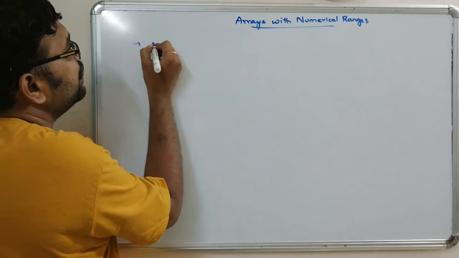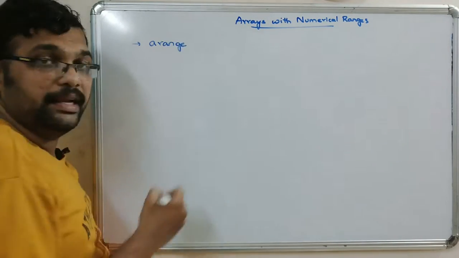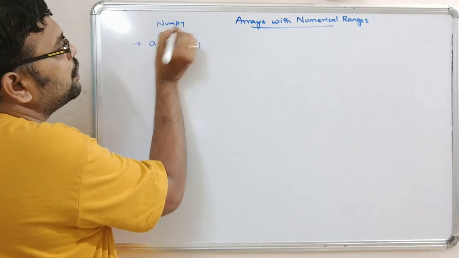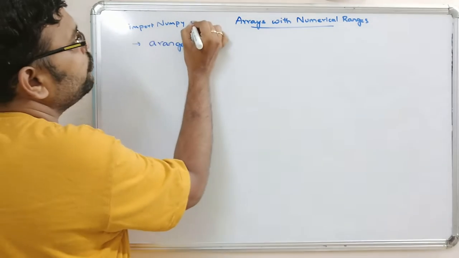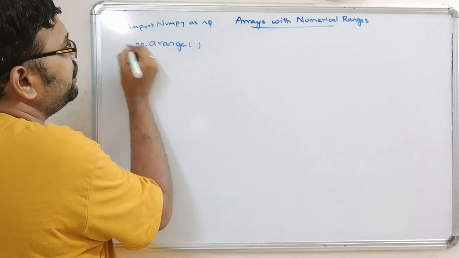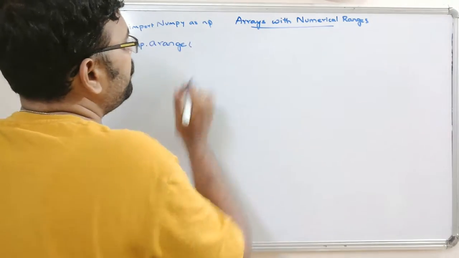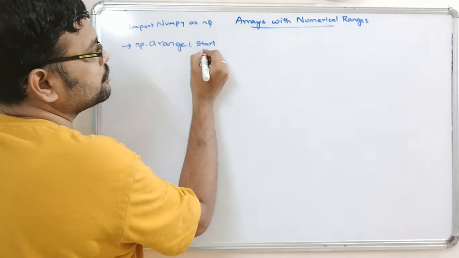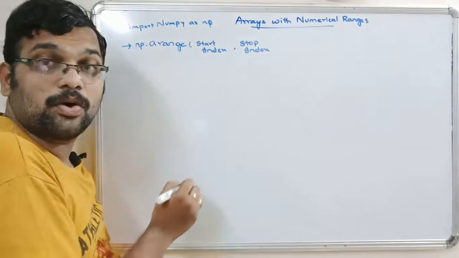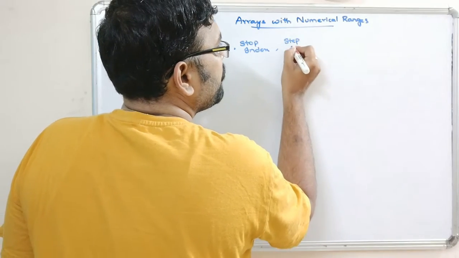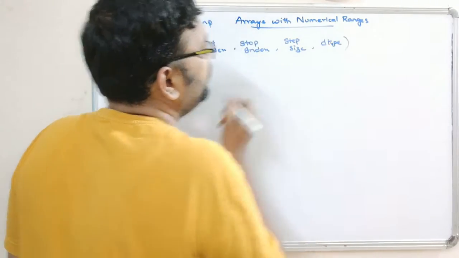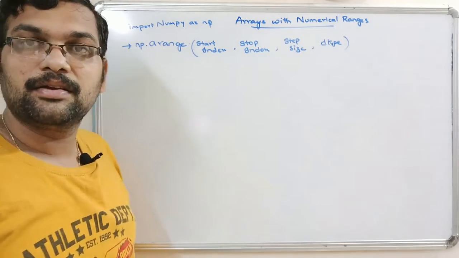Okay, so the first one is the arange function. As we know, these functions are in the Numpy module, right? First we have to import the Numpy module. We can give some alias name, so import numpy as np. We have to call this function by using the alias name np. So what are the parameters required? First one is the start index. The second one is the stop index. And the third one is the step size, that means the difference between the values. And the fourth one is the dtype.